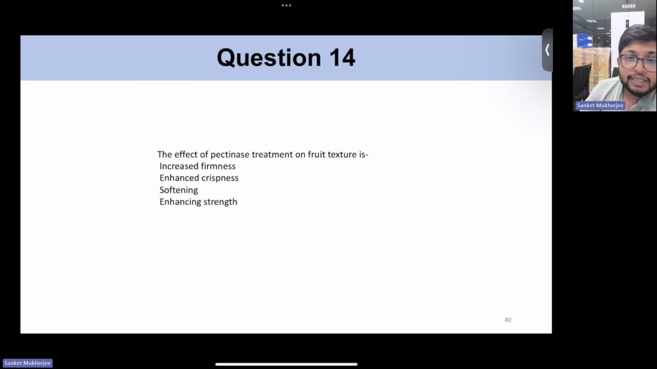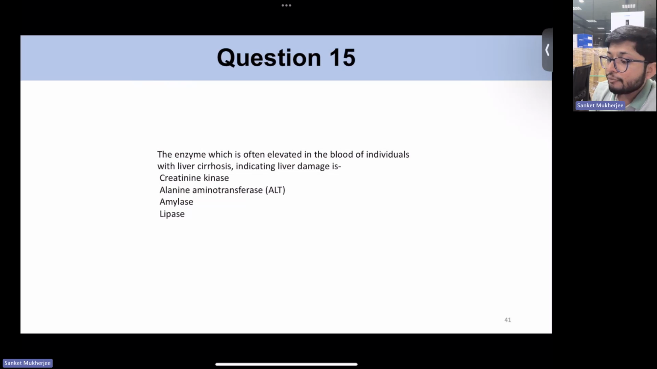The effect of pectinase treatment on fruit texture is increased firmness, enhanced crispness, softening, or enhanced strength. It actually causes softening. The enzyme which is often elevated in the blood of individuals with liver cirrhosis, indicating liver damage, is creatine kinase, alanine aminotransferase, amylase, or lipase. So it would be alanine aminotransferase, which always gets elevated whenever there is liver damage.